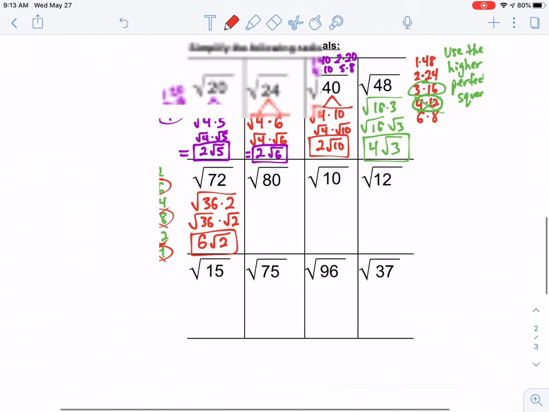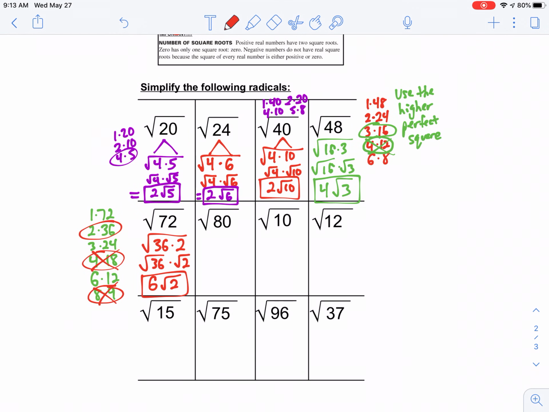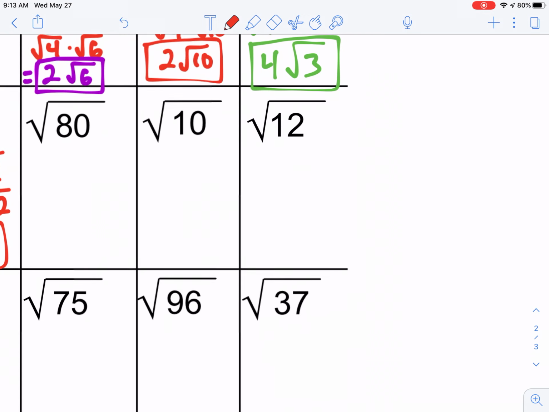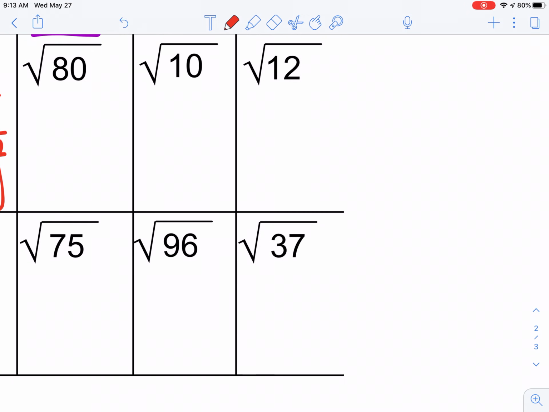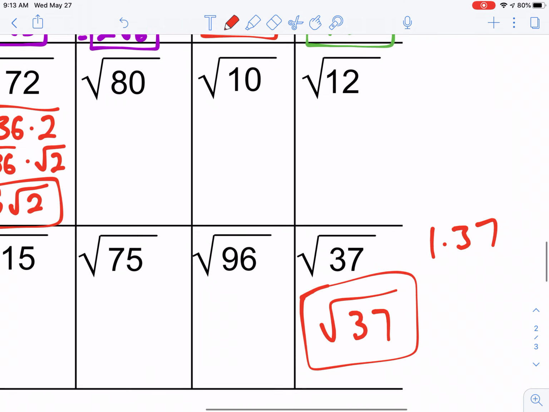Okay? That's basically the whole lesson, doing that. What happens in one like this one, square root of 37, down here? Well, 37 has no perfect square factors. There's nothing that goes into 37. So that's the answer. It's already simplified. You can't simplify it any further. All right.